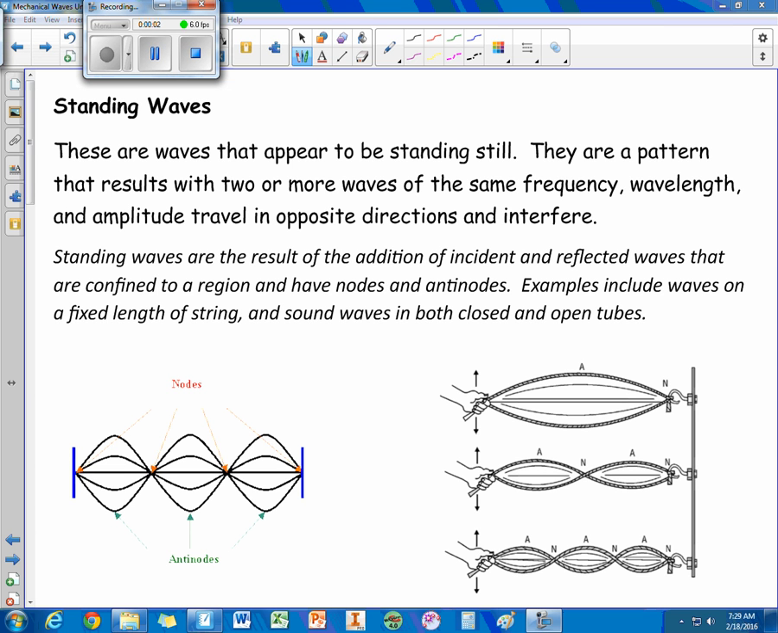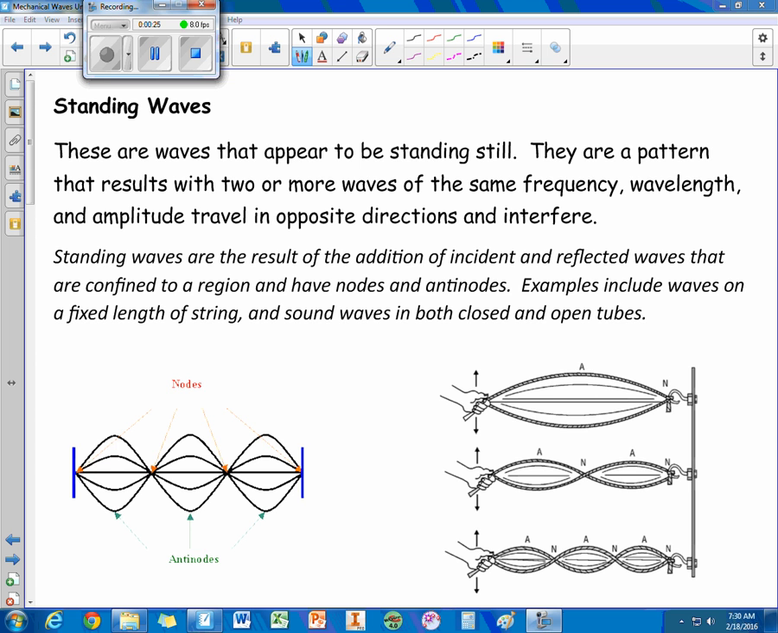This is video 3 for the mechanical waves unit. For this one, we're just going to talk about standing waves. These are waves that appear to be standing still. It's a pattern that results when two or more waves of the same frequency, same wavelength, and amplitude travel in opposite directions and interfere. And these have to be waves, not single pulses. They actually have to be waves.